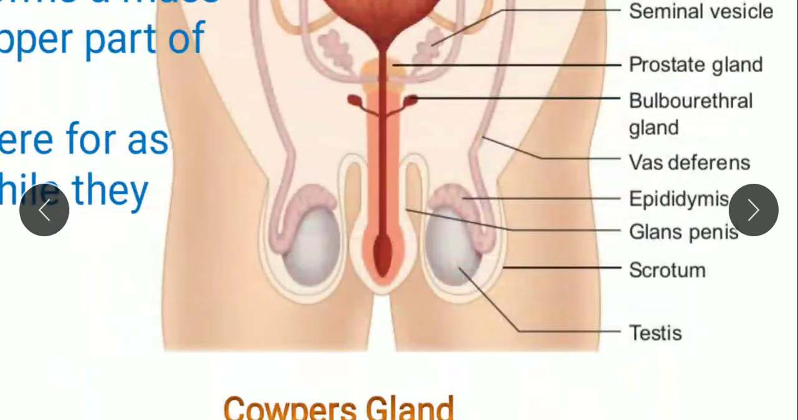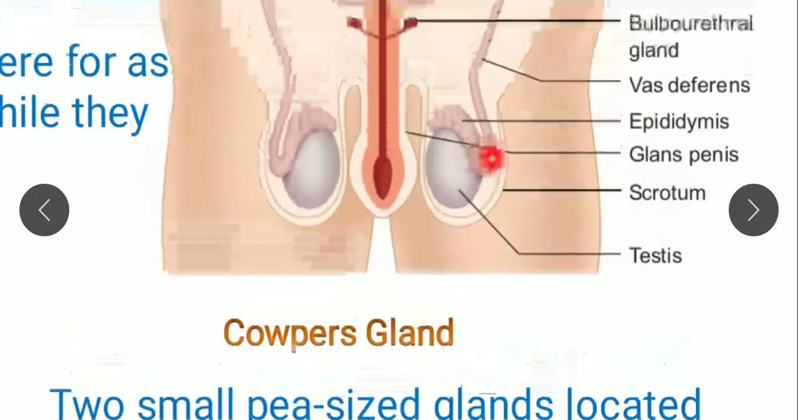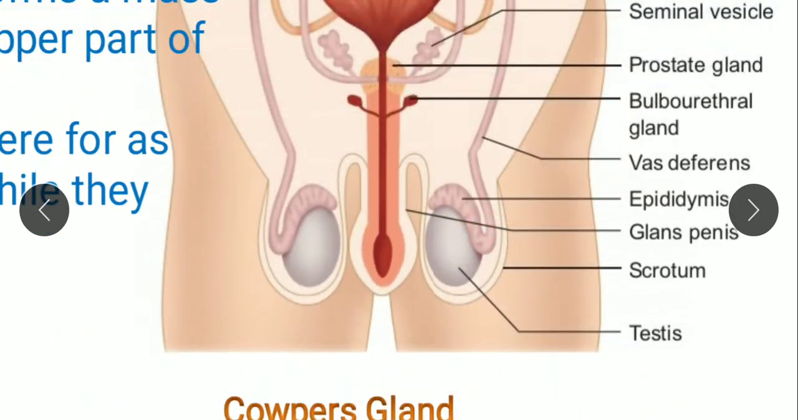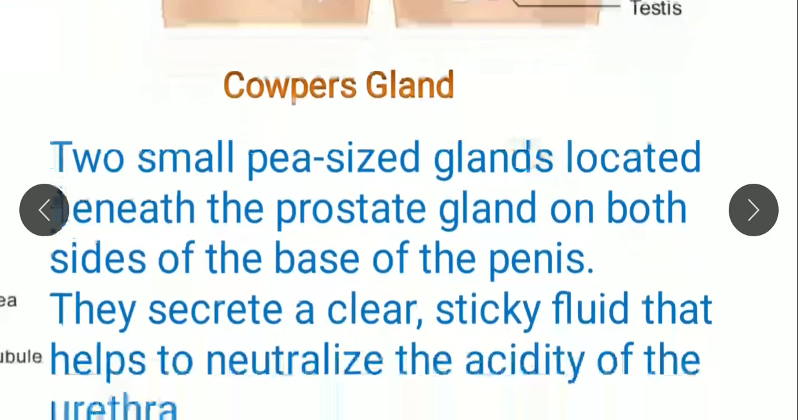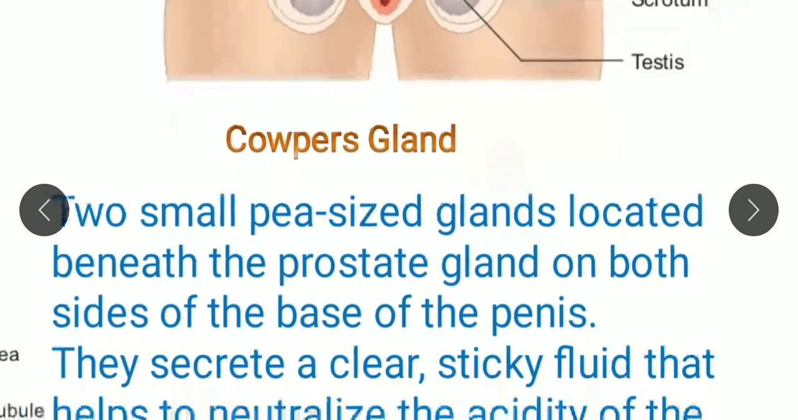This is the urethra or urinary tract. These tracts have some acidity. Hence, as the sperms move through the urethra, the highly acidic conditions could destroy the sperm cells. So the Cowper glands secrete a clear sticky fluid, which neutralizes the urethra and helps the survival of the sperm.